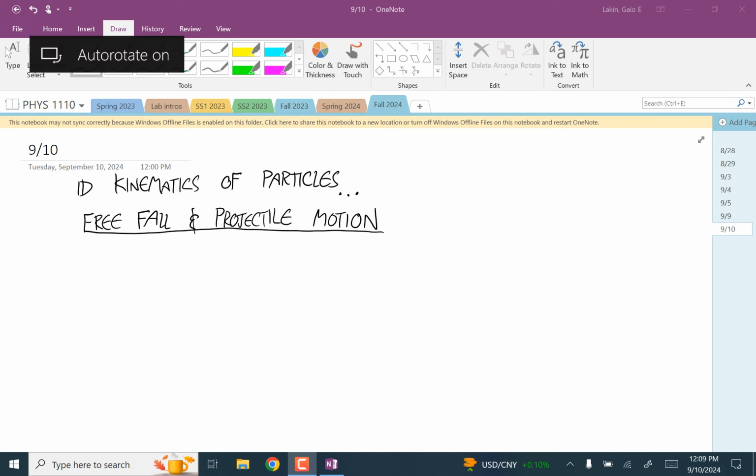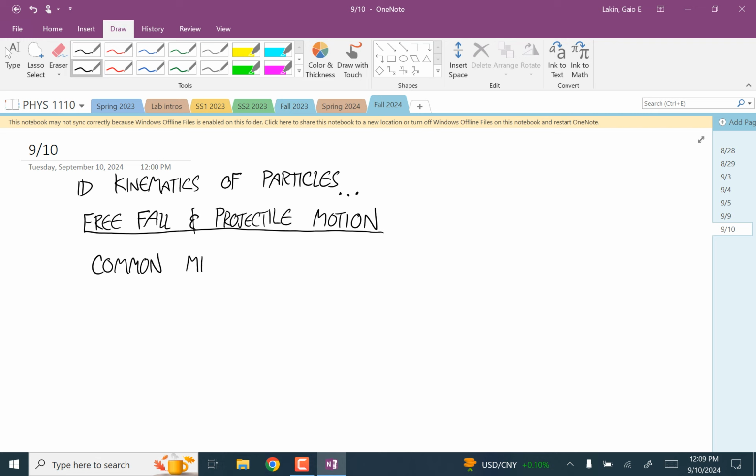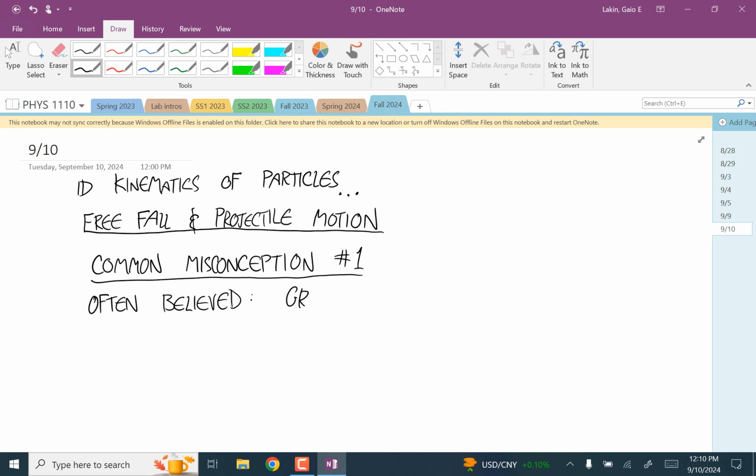So that is one of a small number of common misconceptions that I just want to be explicit about. This is common misconception number one, and you have to retrain your brain to accept this. It's often believed that gravity makes heavier objects fall faster.